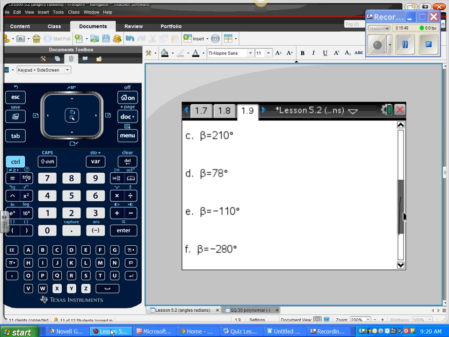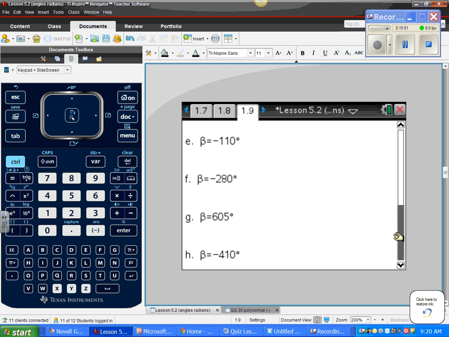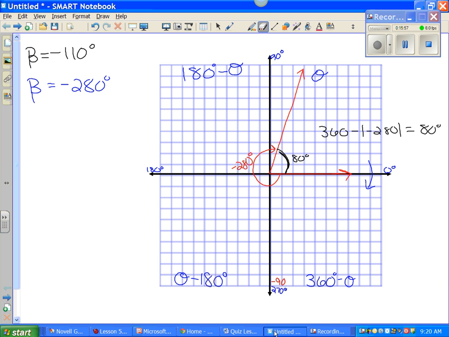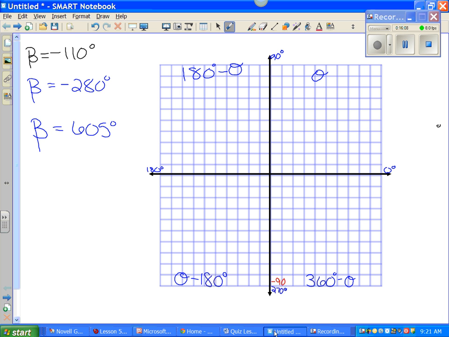All right, so we have 605 and negative 410. Let's look at 605 together, and then you can try negative 410. All right, guys, 605 degrees. Let's think about our rotation again. We go 0, 90, 180, 270, 360, 450, 540, 630, right? Multiples of 90.